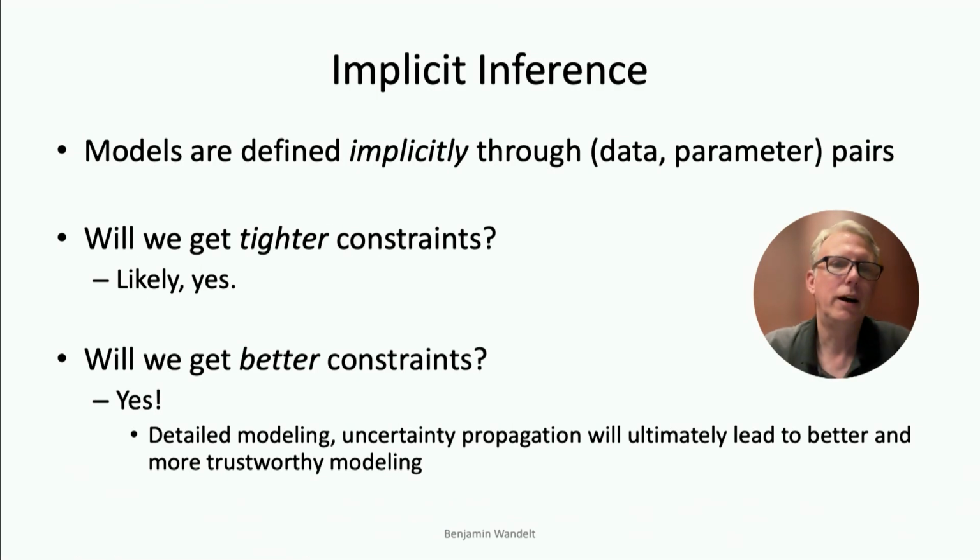Now, with these implicit inference techniques, will we get tighter constraints from the data? Will we just be able to squeeze out more information? Likely yes. Will we get better constraints on the data? Definitely yes, because having this ability of computational modeling, a lot more modeling flexibility, I think ultimately will lead us to better understanding and a better detailed analysis of the data.